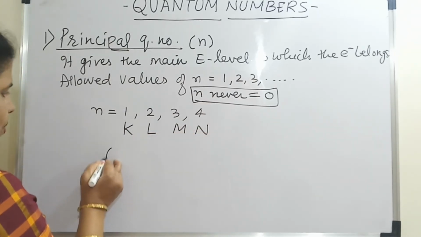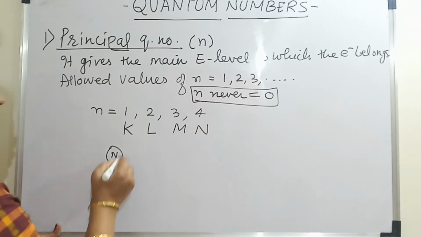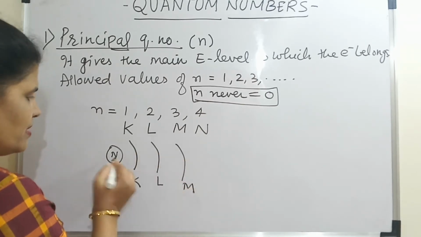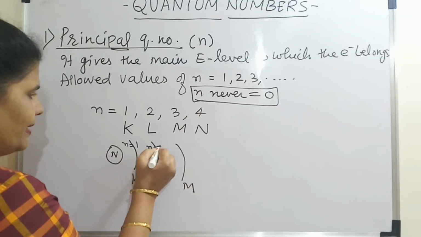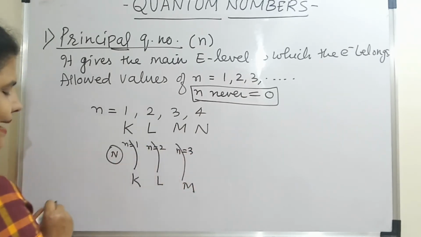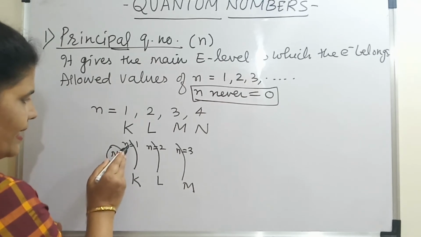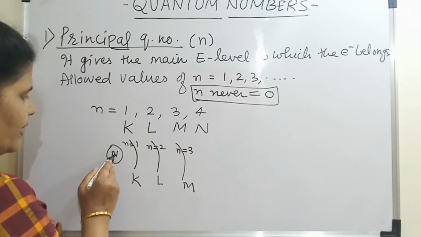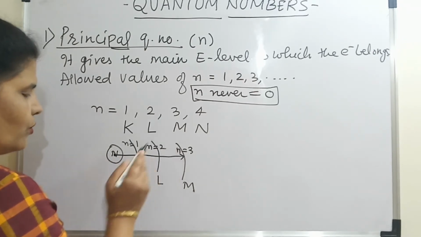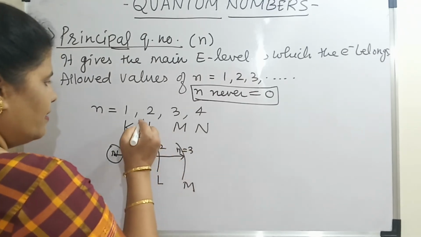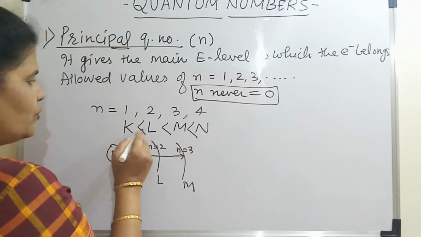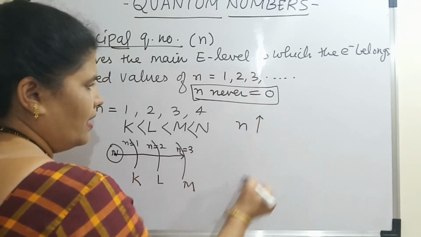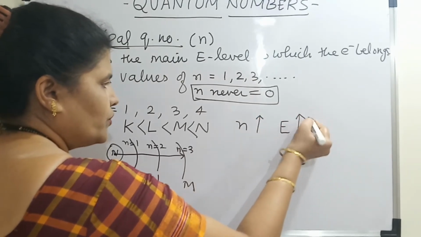If I see the nucleus and the position of the electron, the first orbital will be K, next will be L, then M, meaning n is equal to 1, n is equal to 2, n is equal to 3. As the value of n goes on increasing from 1 to 2 to 3, the distance from the center of the nucleus up to the electron also goes on increasing, and therefore the energy will go on increasing from K to L to M and to N. What it means is, as the n value goes on increasing, the energy of that orbital also goes on increasing.